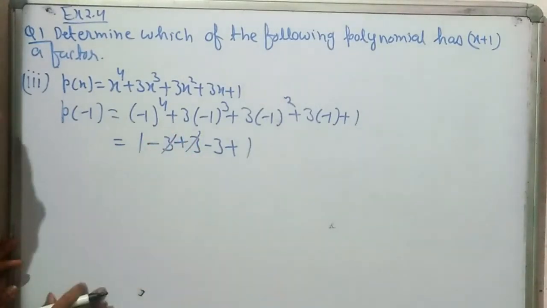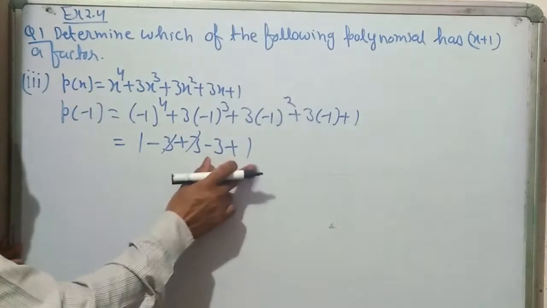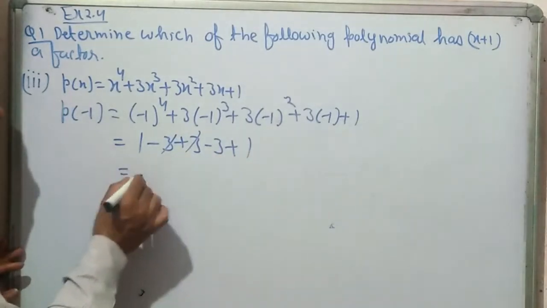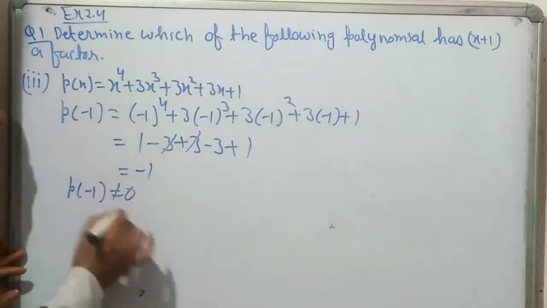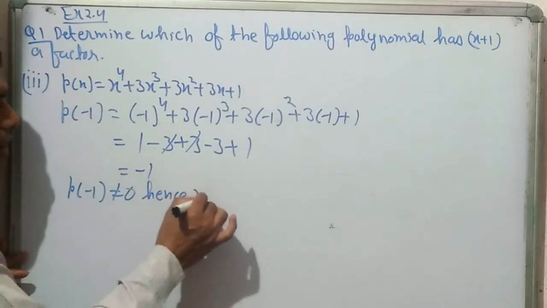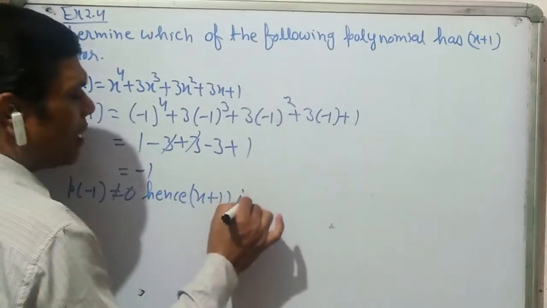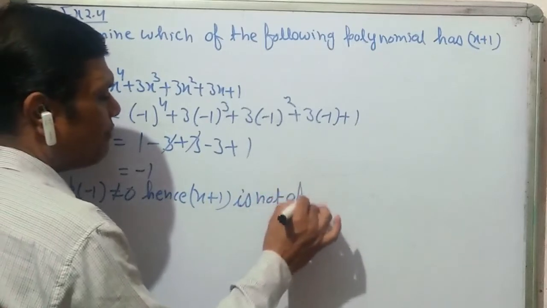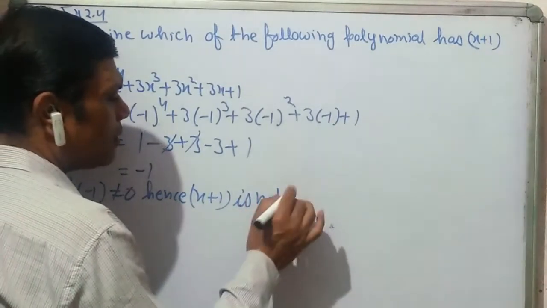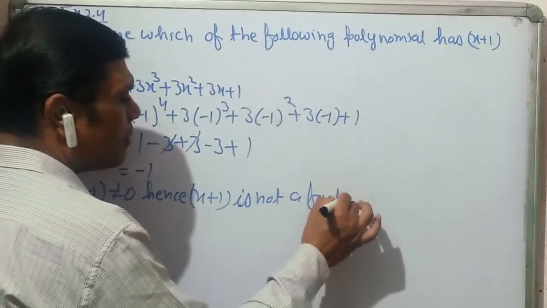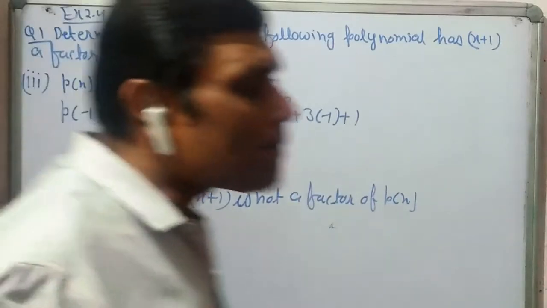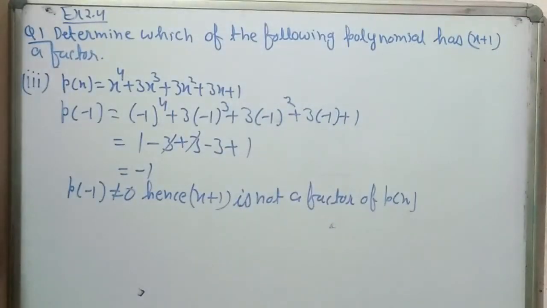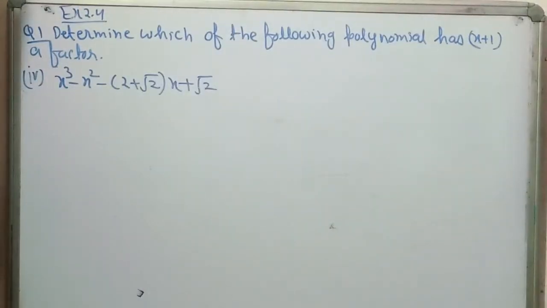How much cancels? Minus 3 plus 1 is minus 2, plus 1 is minus 1. So p(minus 1) is not equal to 0. Hence, x plus 1 again is not a factor of p(x). Why is it not a factor? Because minus 1 is not a zero of this polynomial.